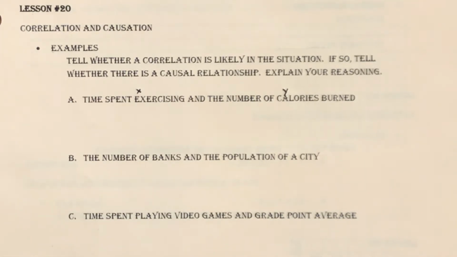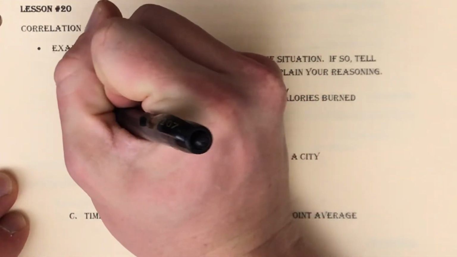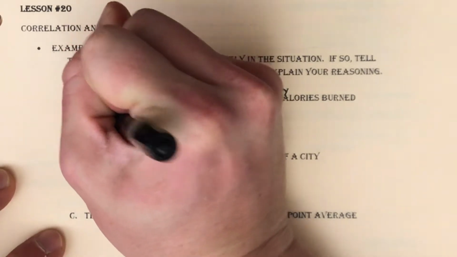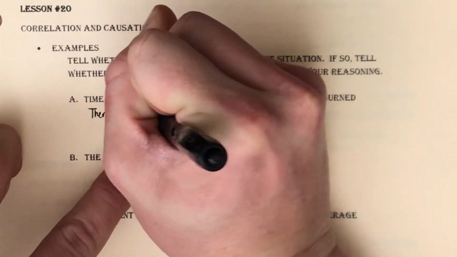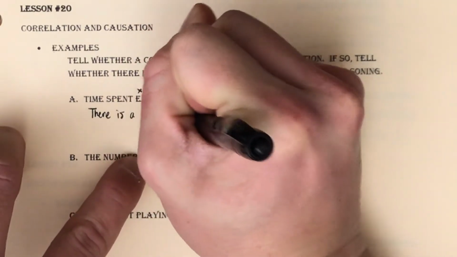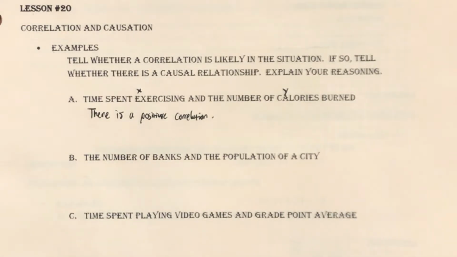So it's continuing to change. As X is increasing, the amount of minutes that I spend exercising, the number of calories burned is also increasing. So when X and Y both increase, we've talked about that is a positive correlation. So I need to write that. There is a positive correlation between these things. Now we've decided that there is definitely a relationship there. It's a positive relationship in terms of every time X is increasing, Y is increasing.